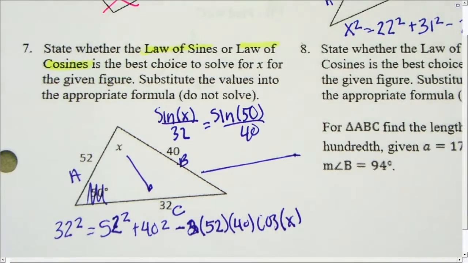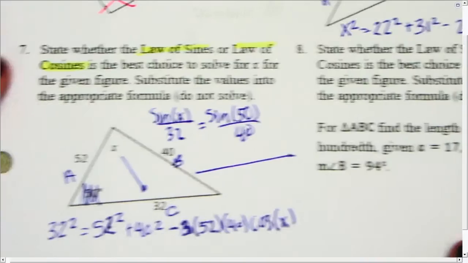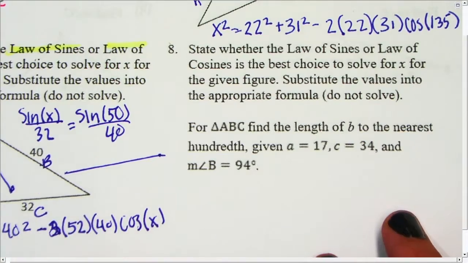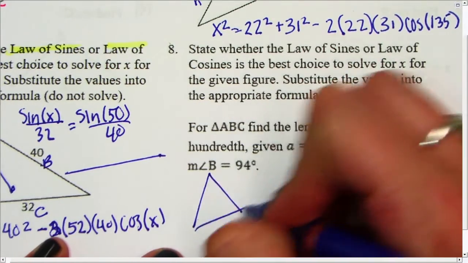It's a little messy. All right, for the last one, we need to draw a picture. So triangle ABC.